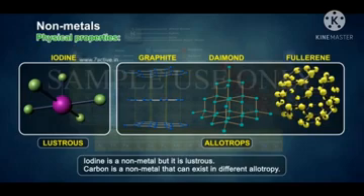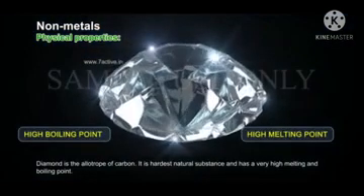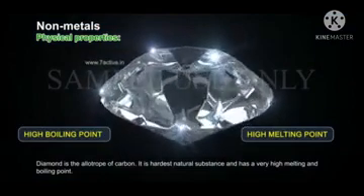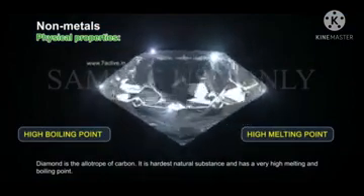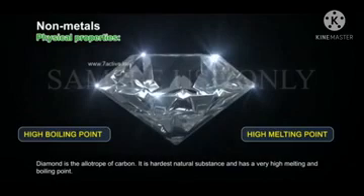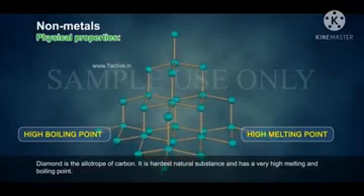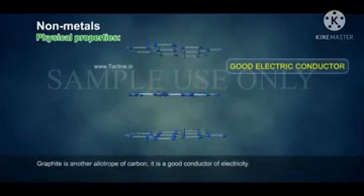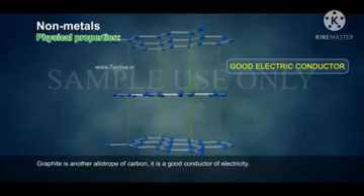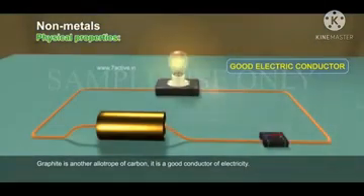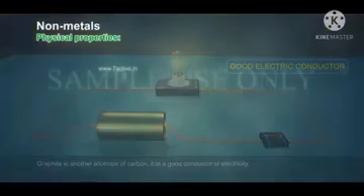Carbon is a non-metal that can exist in different allotropes. Diamond is an allotrope of carbon. It is the hardest natural substance and has a very high melting and boiling point. Graphite is another allotrope of carbon. It is a good conductor of electricity.